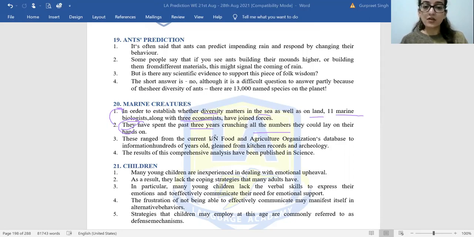These ranged from the current UN Food and Agriculture Organization's database to information hundreds of years old, gleaned from kitchen records and archaeology. So what these numbers are is explained here. "These" means the numbers. Then the results of this comprehensive analysis come after we have explained whatever information we had about the research or the study. So it's simple: "they" means the people, then numbers, and then we gave what numbers: one database, some information hundreds of years old, and then the results of whatever they did.